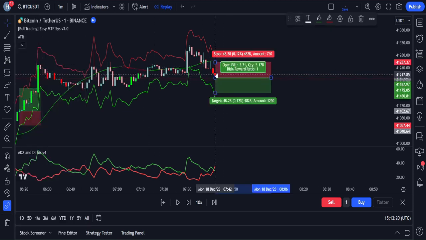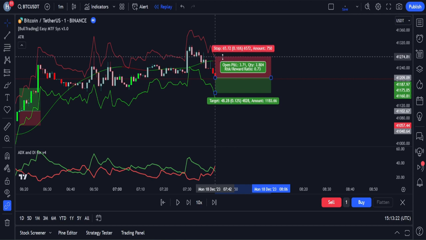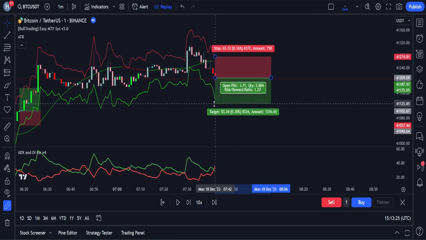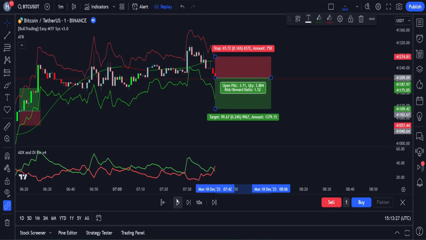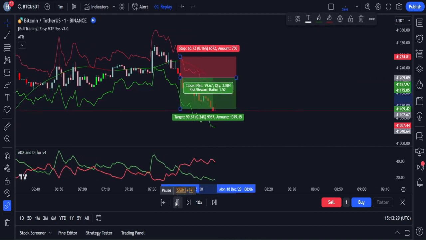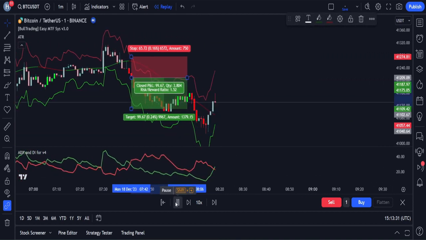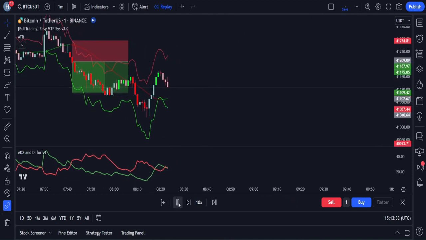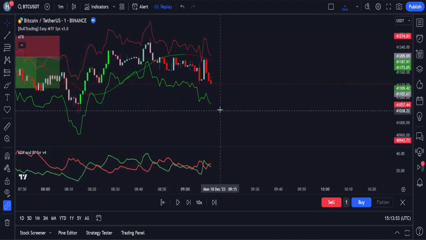We will place the stop loss at the upper ATR stop loss line. For the take profit, we will target a 1.5 times risk to reward ratio. Now let's see if the price will hit our take profit target. Now let's go through one more sell trade example. Let's see if we can find another trade.